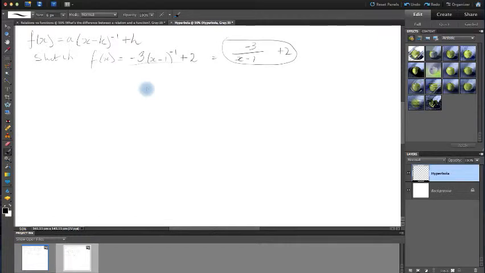Okay, so first thing I'm going to do is locate my asymptotes. Now here my k value is 1, so it's been shifted to the right 1 unit, and here my h value is 2, so it's been shifted up 2. So I'm going to sketch those things in first.